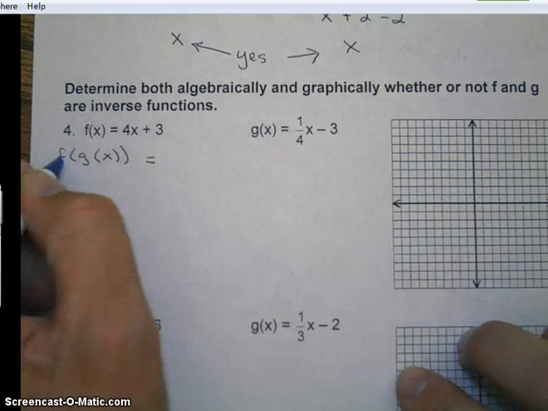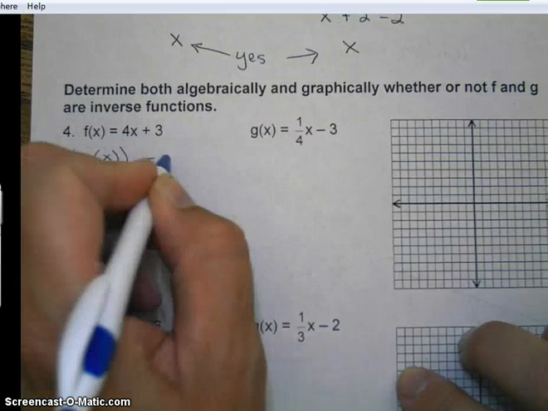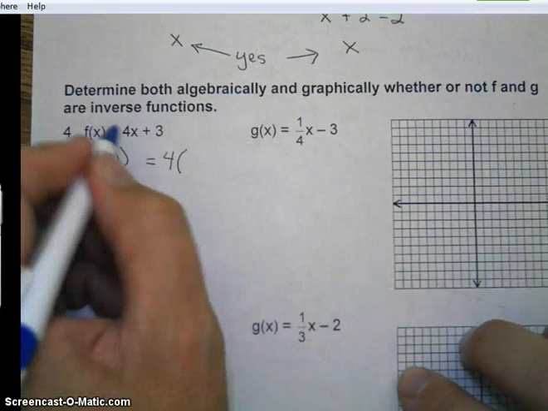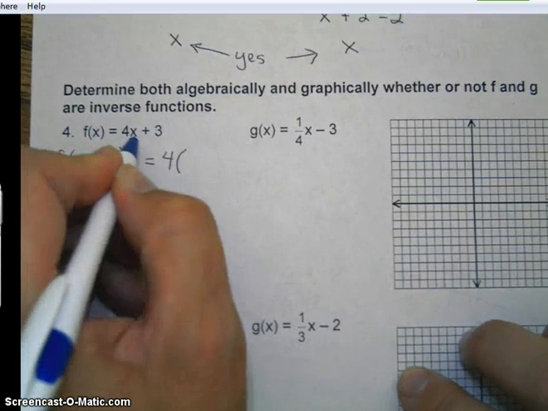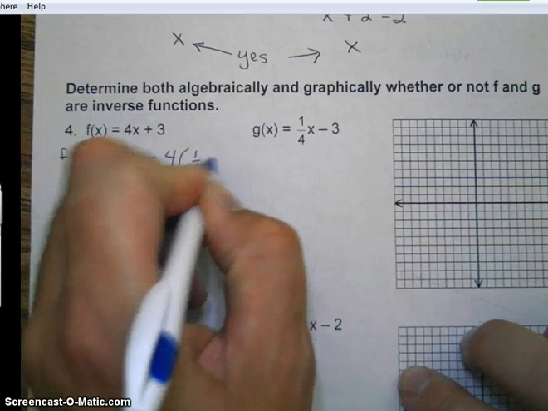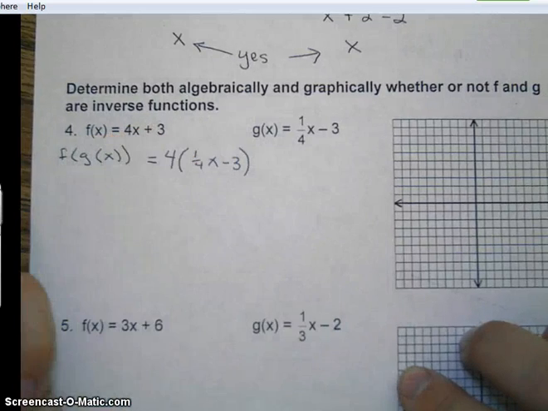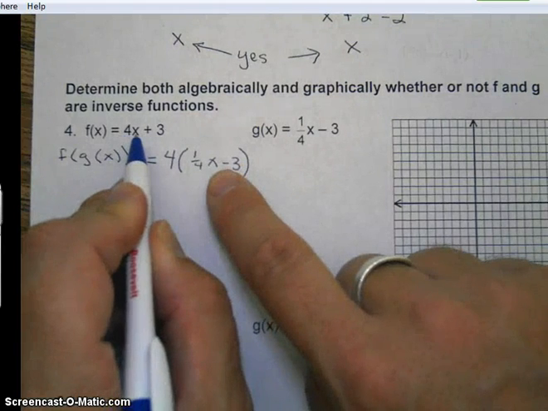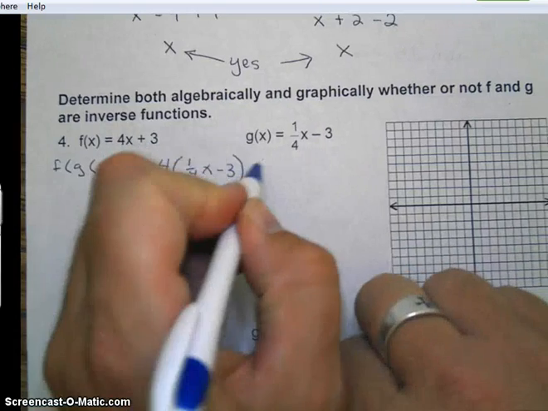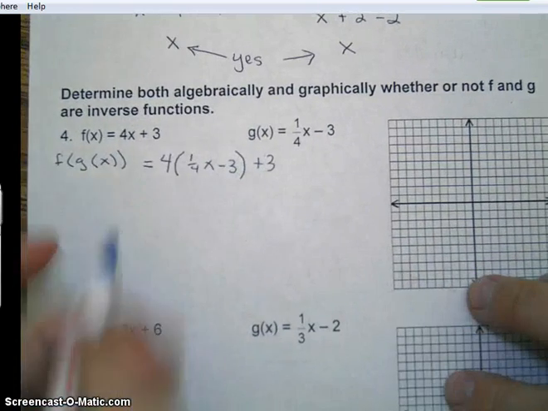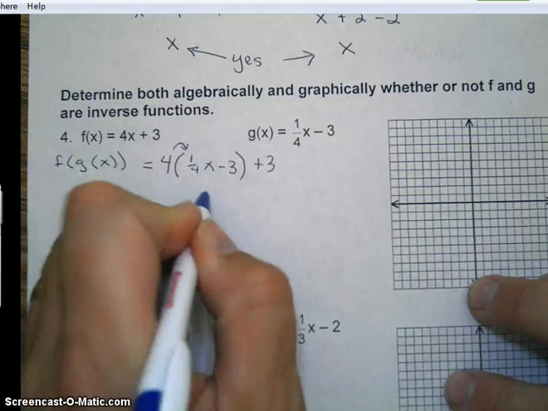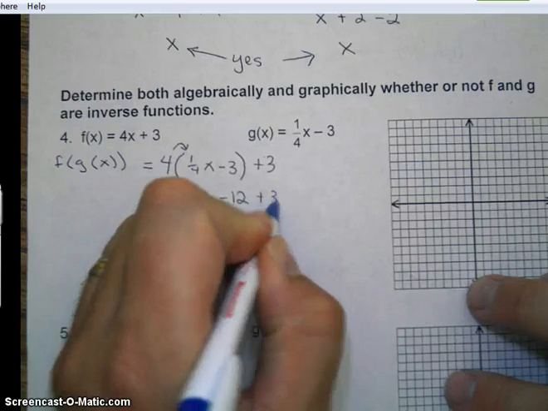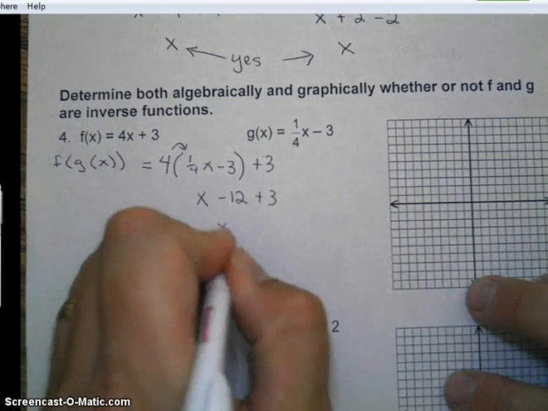We start by writing 4, and we see an x, so we plug in g everywhere you see an x. So 1/4 x minus 3. Okay, got to finish the function. That was 4 times function g plus 3. Distributing, 4 times a 4th is x. 4 times negative 3 is negative 12, plus 3. So we end up with x minus 9.